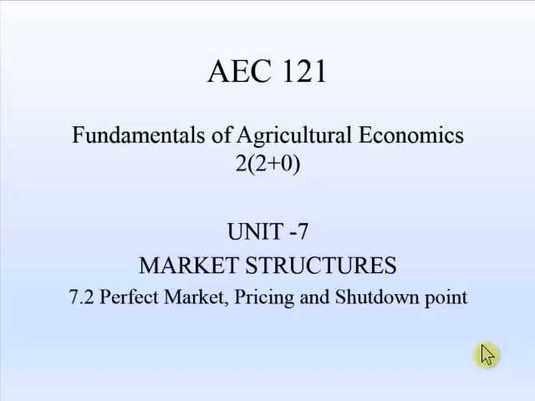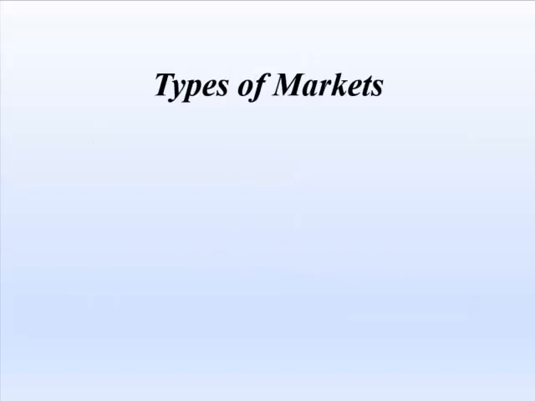So I welcome you all to this new session, Market Structure Unit 7.2, in which we will be covering three topics: perfect market, what is perfect market, how pricing is done in perfect market, and what should be the shutdown point. So types of markets on the basis of competition.